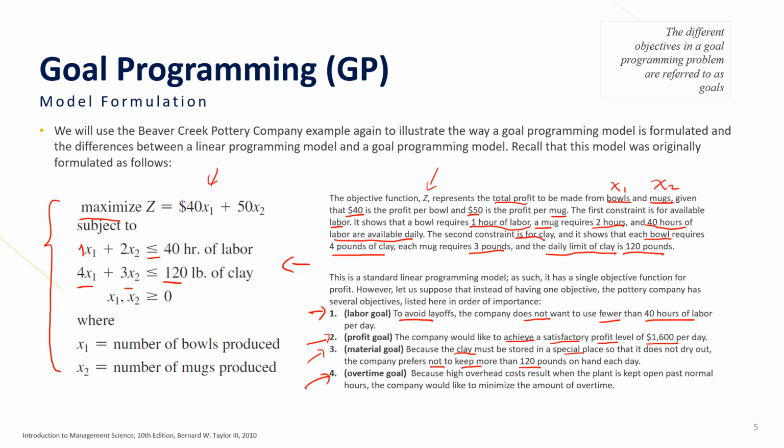And then the last one is about overtime goals. Because overhead cost is quite high, the company wants a decision that has the minimum amount of overtime. Okay, so how do we reprogram this as a goal program? We will see it one by one.